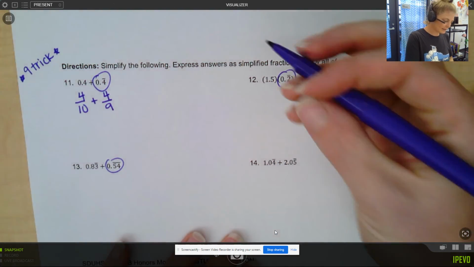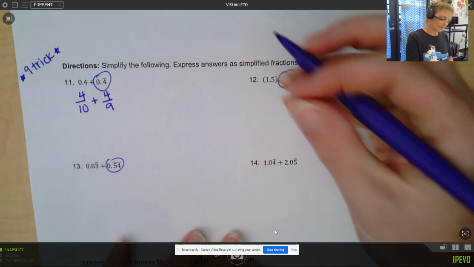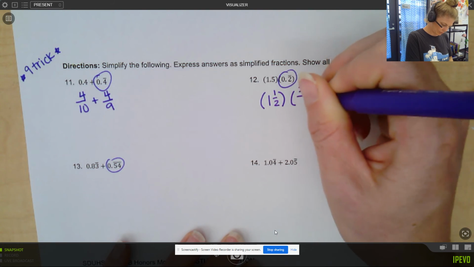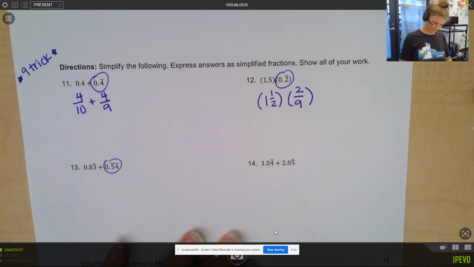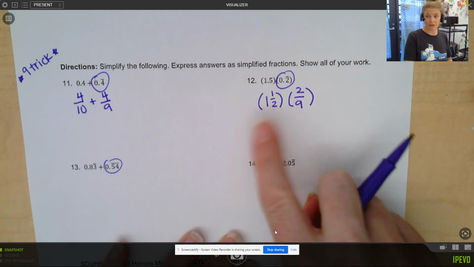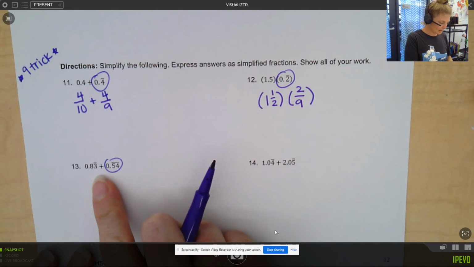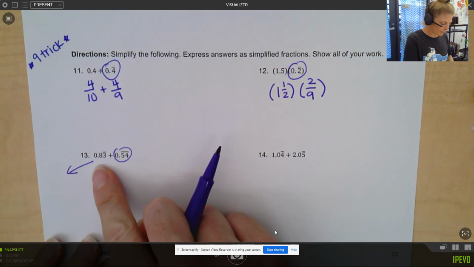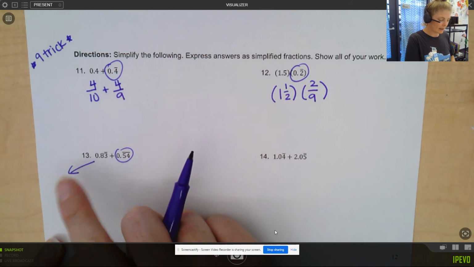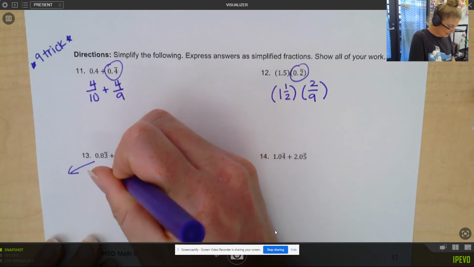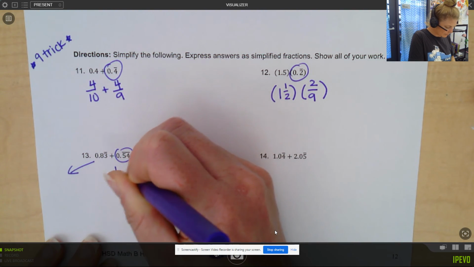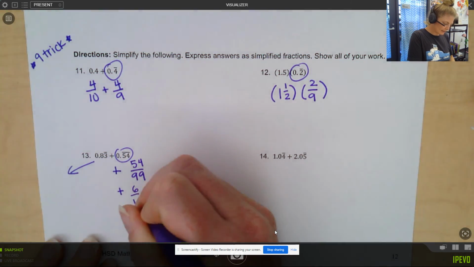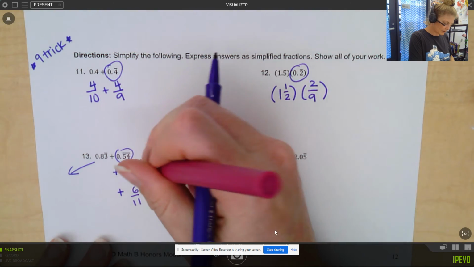12. Well, this is 1.5. Since we're going to be working with fractions, let's rewrite it as 1 and 1/2. And this is 0.2 repeating, so it's 2/9. Probably rewrite that as an improper fraction and multiply. Here, you're going to need to do the work to rewrite 0.83 repeating as a fraction. But then when you add it, this is 54 over 99, which we can simplify to be 6/11ths because what goes into both of those?